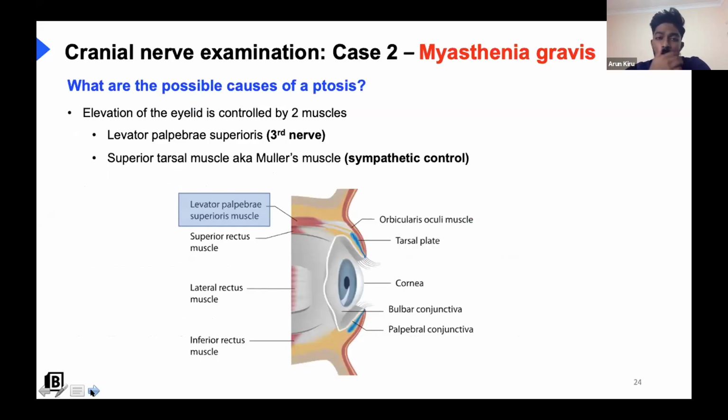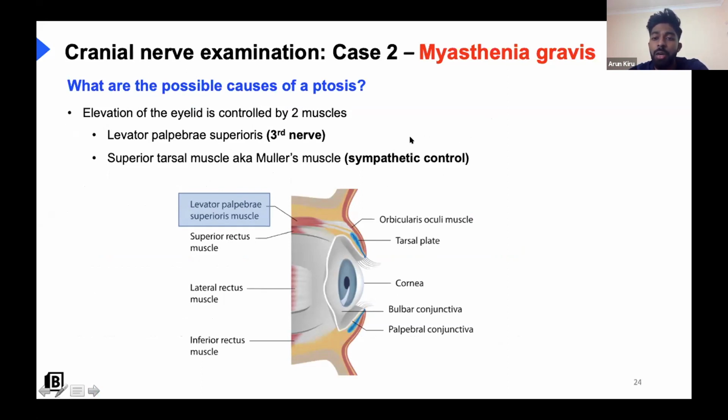So all you found is ptosis. Do a little bit of theory. My favorite thing, ophthalmology. So elevation of the eyelids is controlled by two muscles. I'll just keep it very relevant. You've got your levator muscle here, your levator palpebrae superioris, which is controlled by your third nerve. And you've also got another muscle which plays a little bit of control, which is your superior tarsal muscle, which is this muscle here coming onto the tarsal plate. There you go. It's not labeled there. That's also called Muller's muscle, and that's controlled by your sympathetic system.